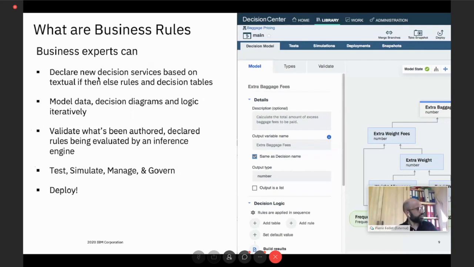And checking the time. Okay. You have 10 minutes left.